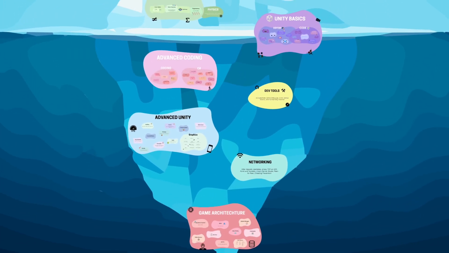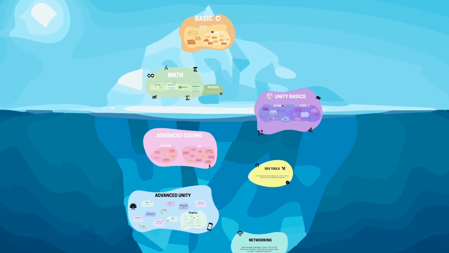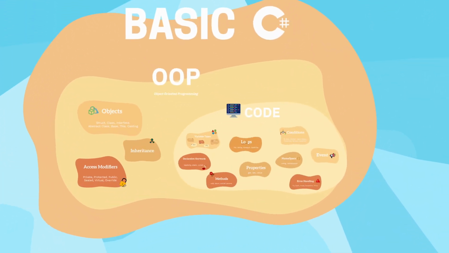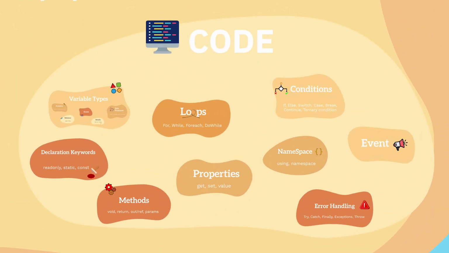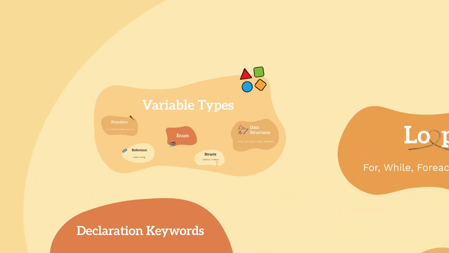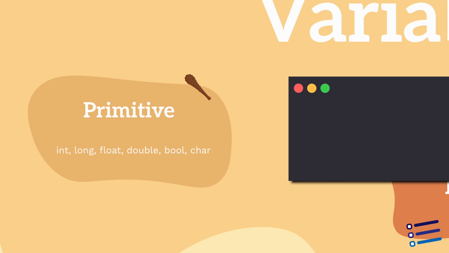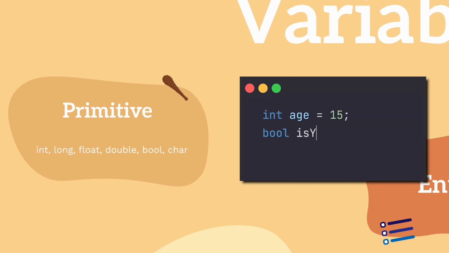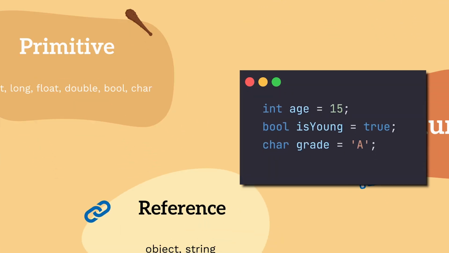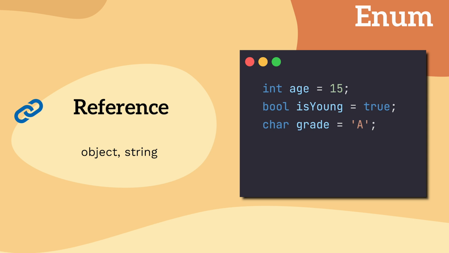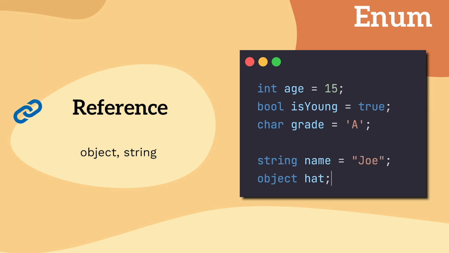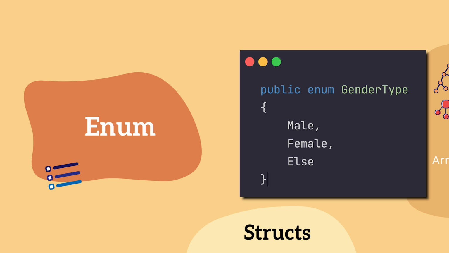Before we can become Unity developers, we first need to become C# developers. So let's go back to the basics of the basics. Like any programming language, we store information using variables. The most common ones are the primitives, which are stored as value types, like int, bool, or char. And then there are the reference types, which store a memory pointer and not the memory itself, like string and object. Moving on, enum is a convenient way to store a list of options.